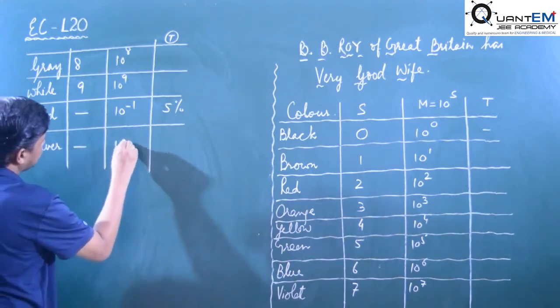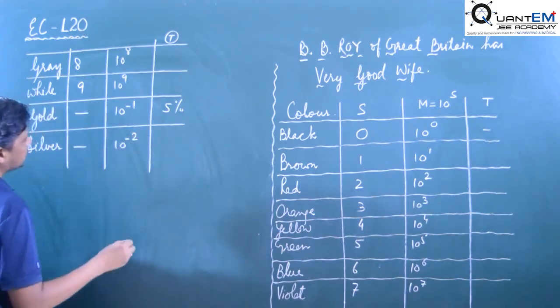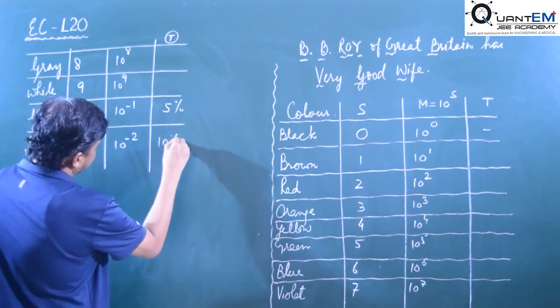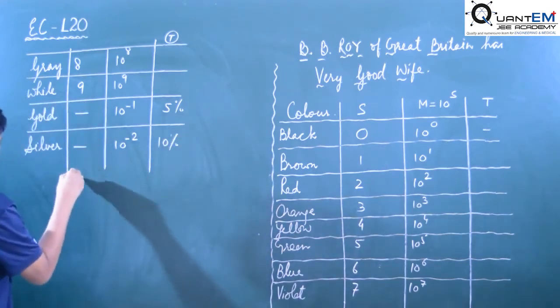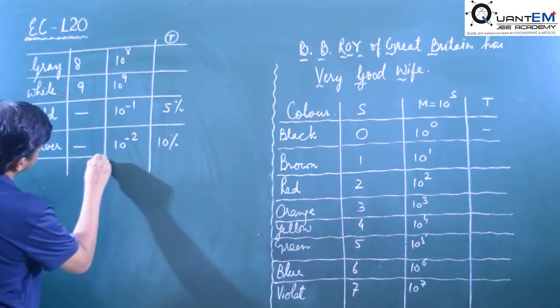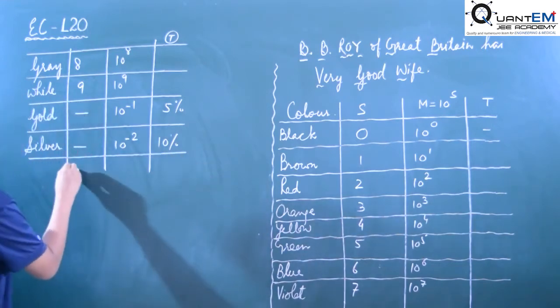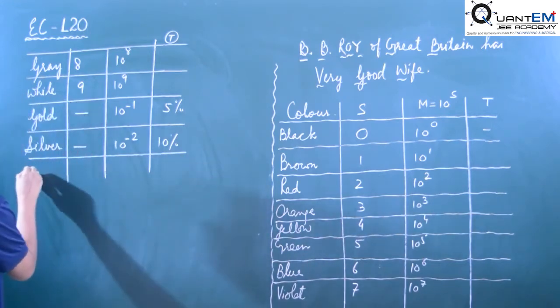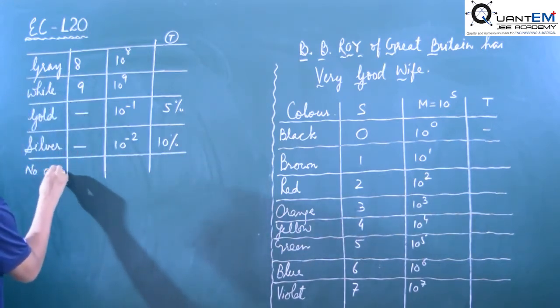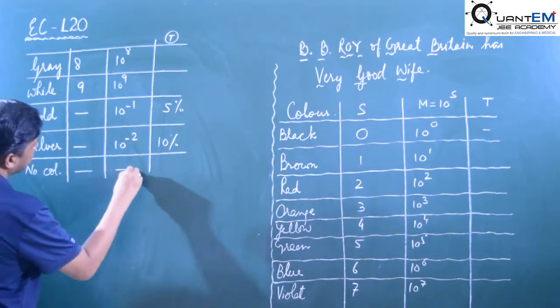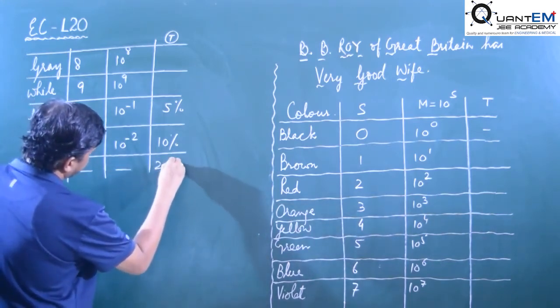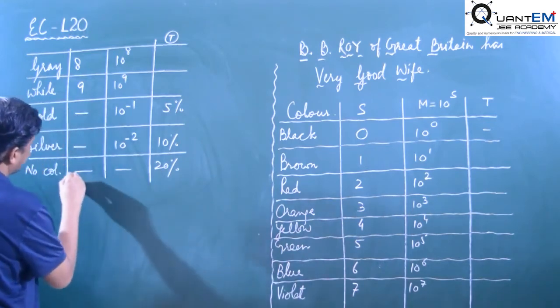The multiplier value is 10 to the power minus 2, tolerance value is 10%. Okay, and for no color, it is 20%.